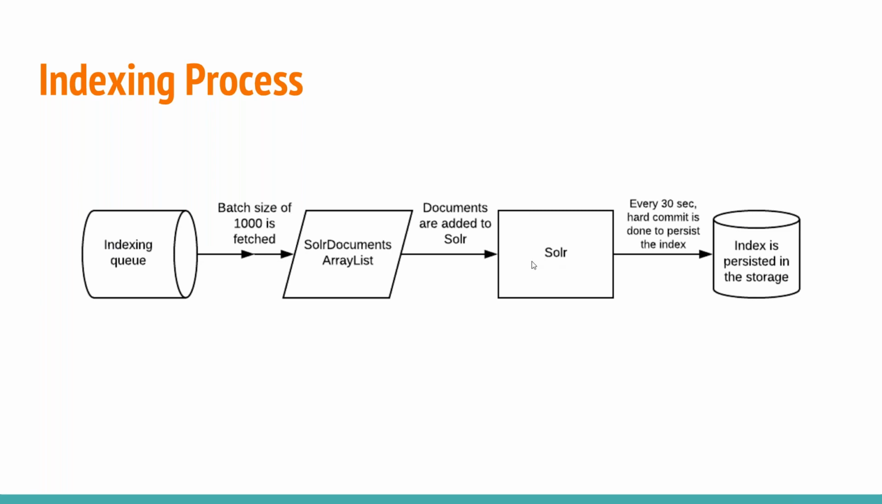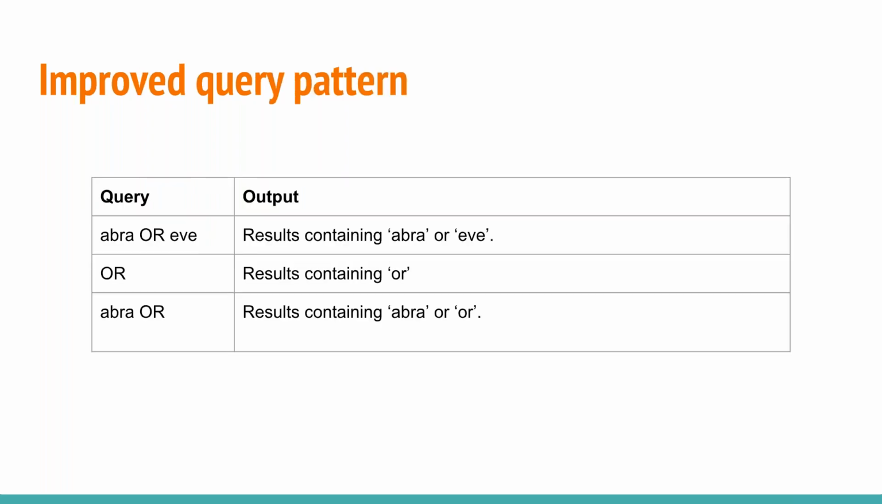Even after adding the documents to Solr, a hard commit is done every 30 seconds. When we add the array list to Solr, it keeps it in memory and does not write it to the hard disk. Storing it on the hard disk is done after a hard commit. We do it every 30 seconds because a hard commit is a heavy operation. If you do it frequently, it will strain the memory in the server and try to crash it. So 30 seconds seems to be a fair option. You can even configure it in the Solr config, so it's totally up to you if you want to change it.